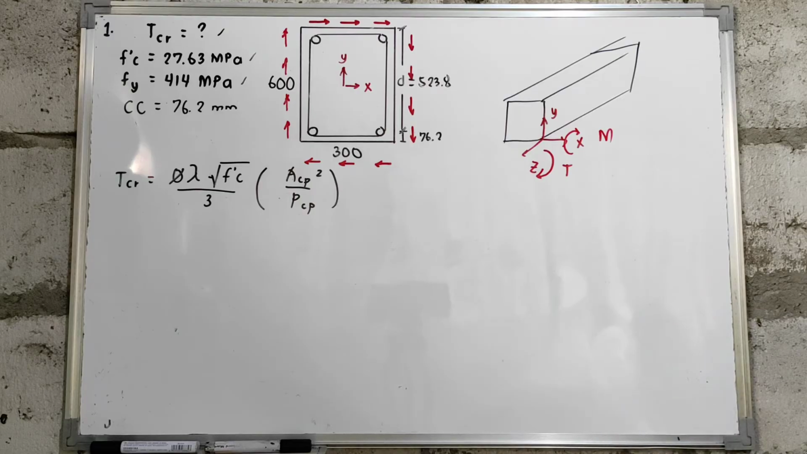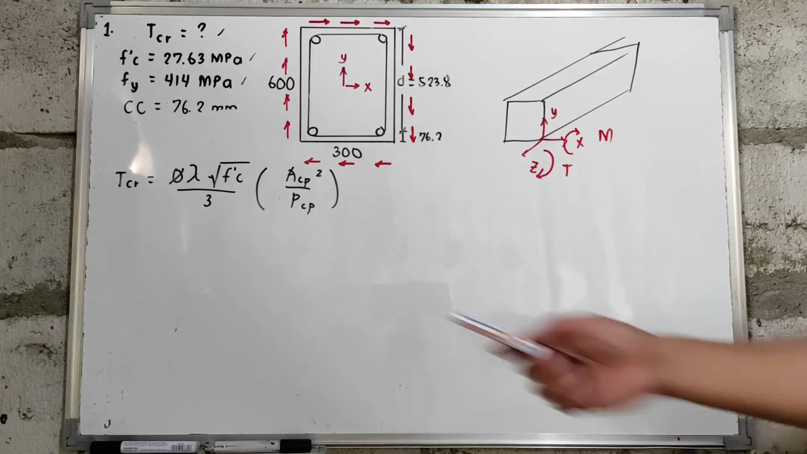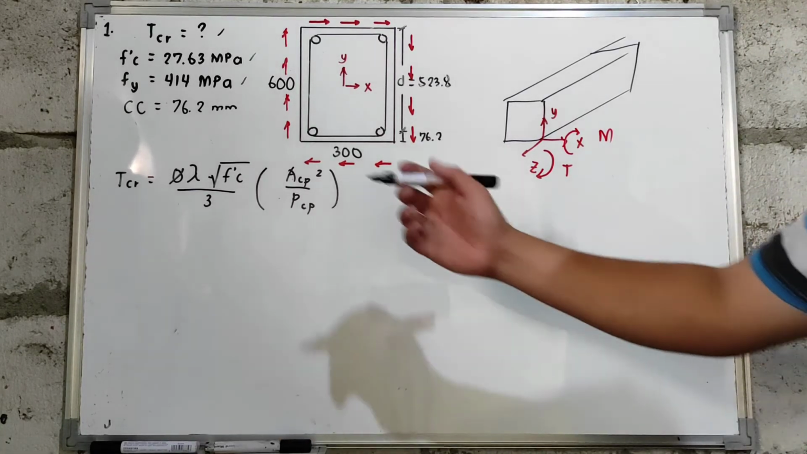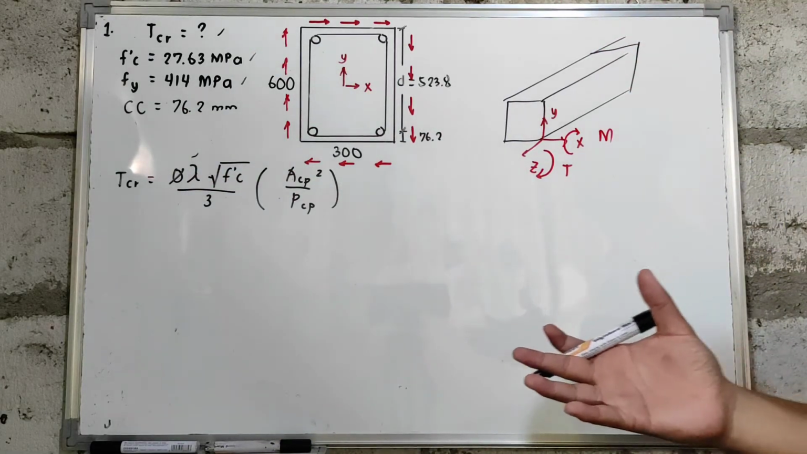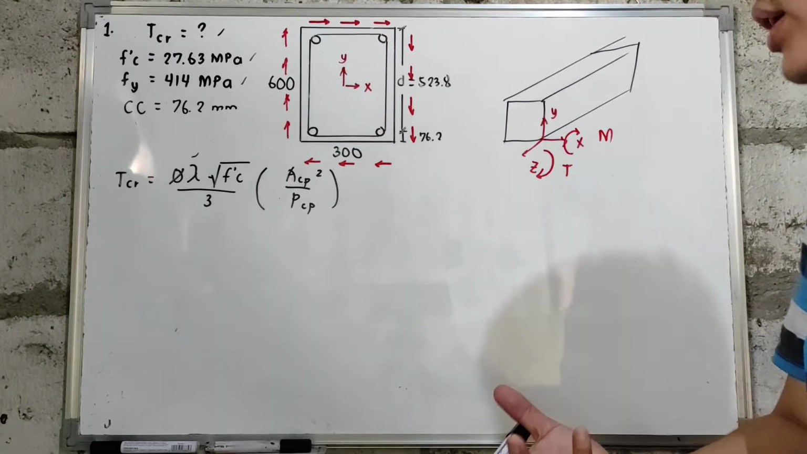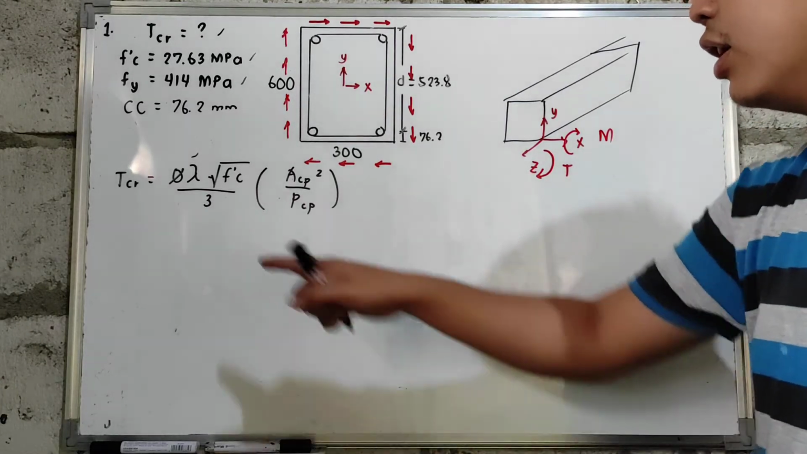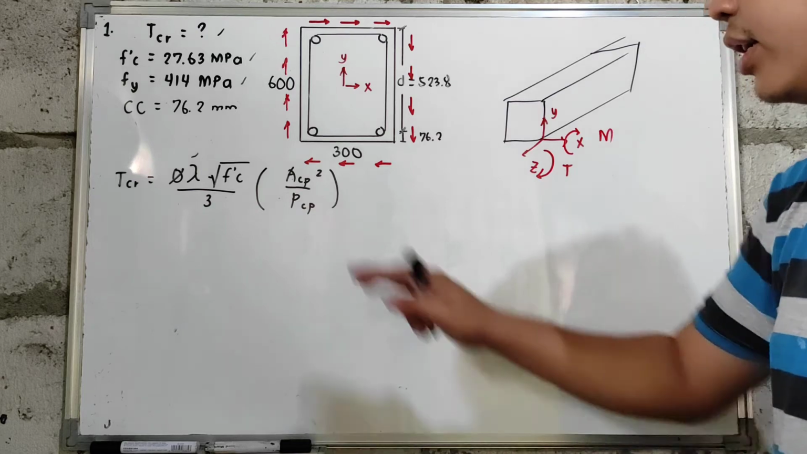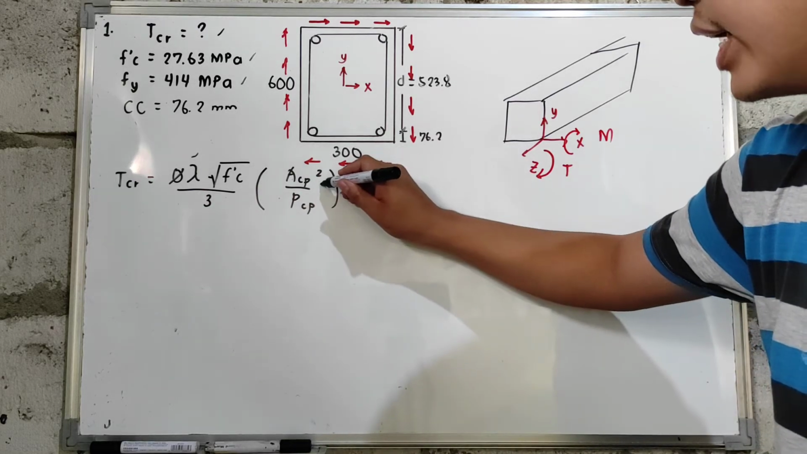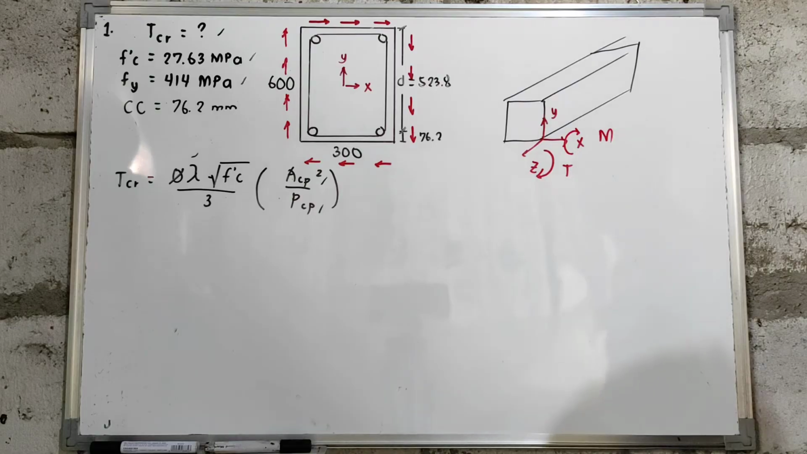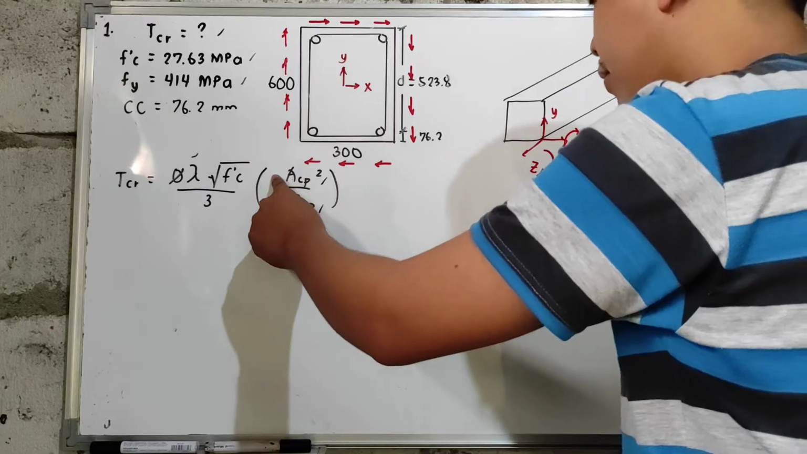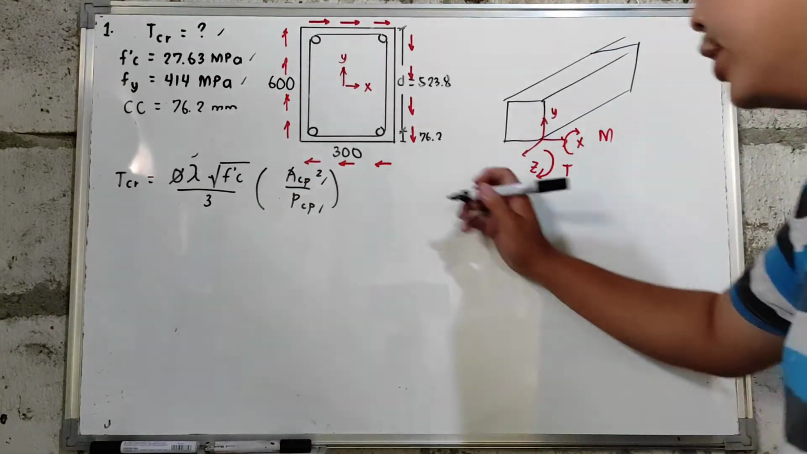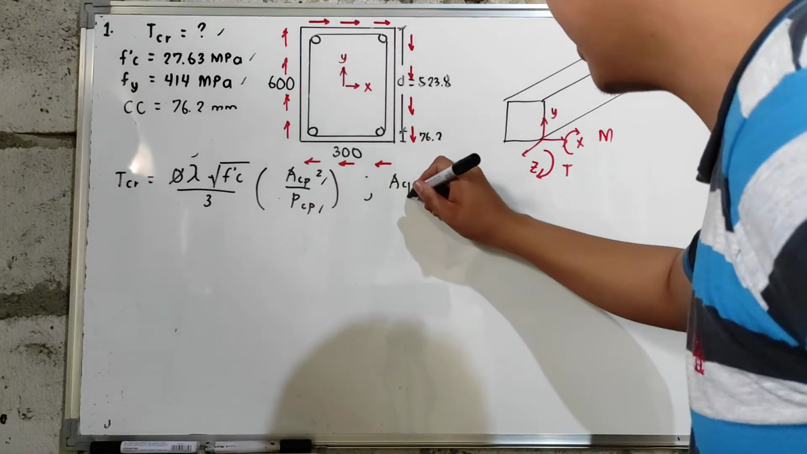So let's compute. So in computing for the value of your cracking torsion, so this will be your value. Etong ano natin na to, it depends kung anong klaseng concrete tayo. Kaso nga lang, since walang sinabi sa problem, we will assume na normal yung concrete natin. We have a value of your F prime C. Hanapin na lang natin yung value ng ACP at saka yung PCP natin. So when we talk about these two terms, it only pertains to the area of your beam and the perimeter of your beam.